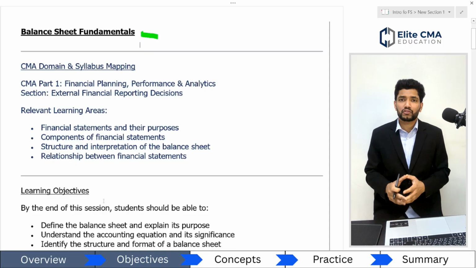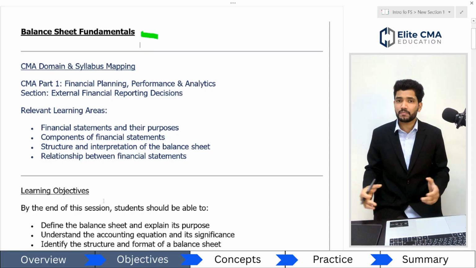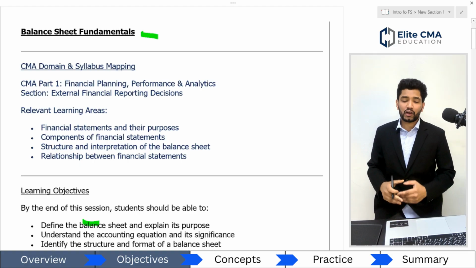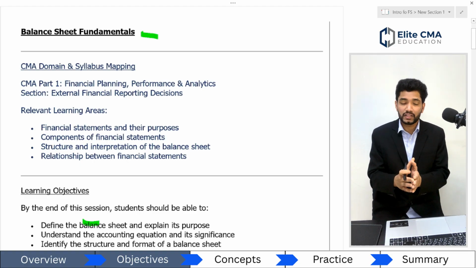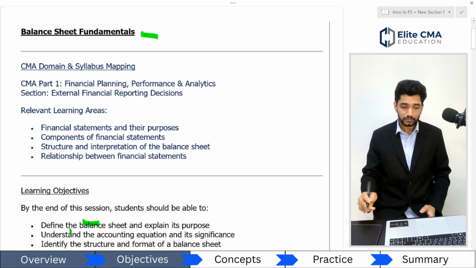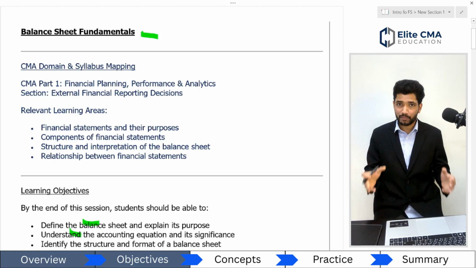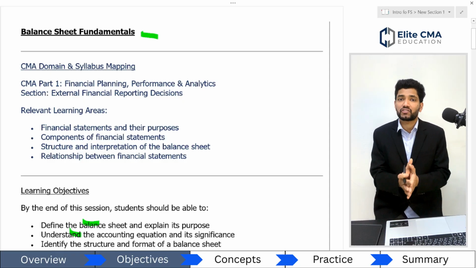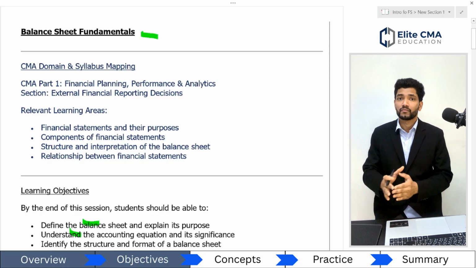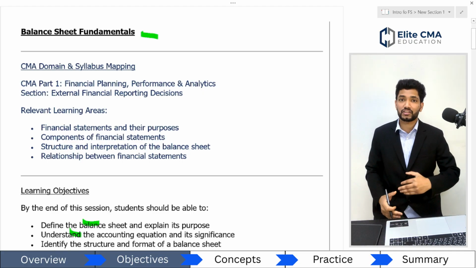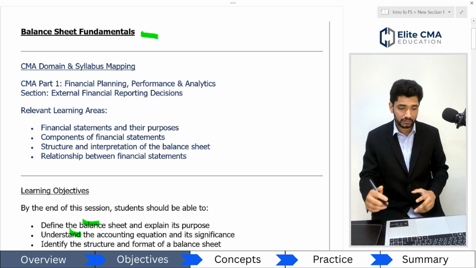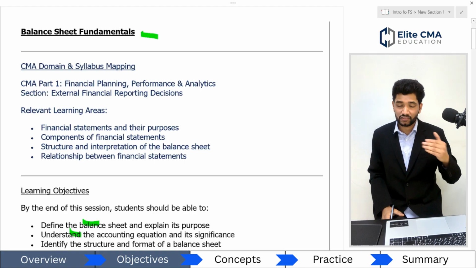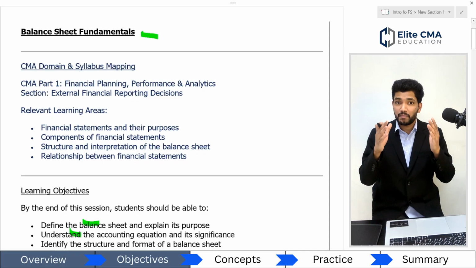The key learning objectives of today's session are to define the balance sheet and explain its purpose, and understand the accounting equation and its significance in the balance sheet formula. Identify the structure and format of the balance sheet and explain how business transactions impact the financial position, or statement of balance sheet. How each financial transaction is affecting the balance sheet. And interpret the basic balance sheet from an exam perspective. How to interpret the balance sheet.